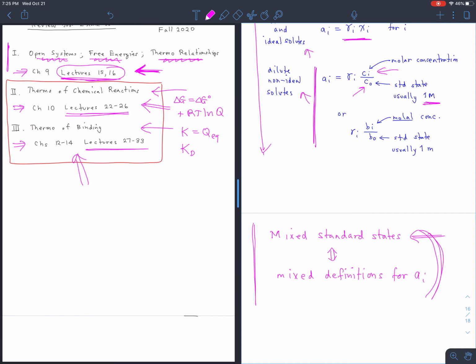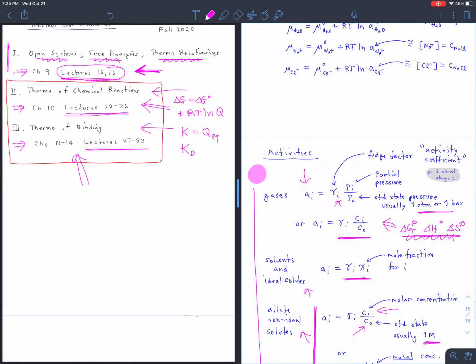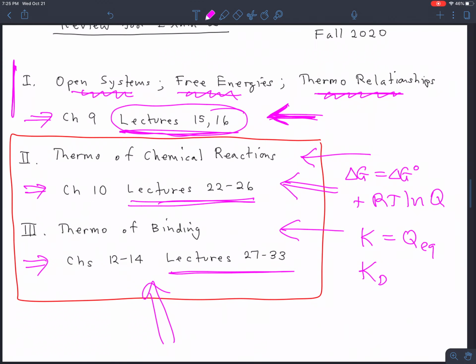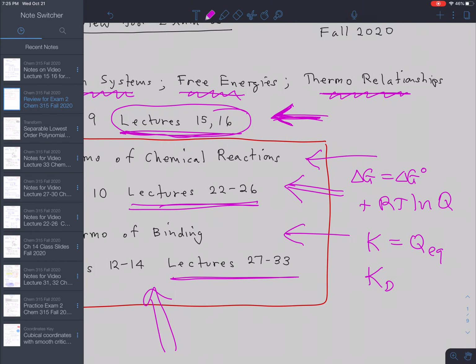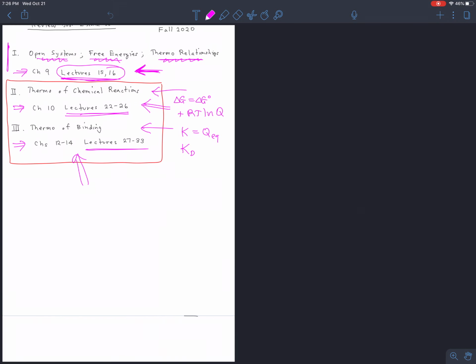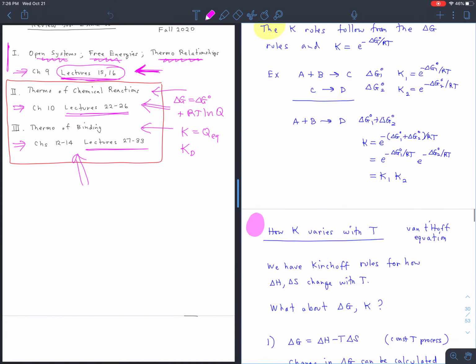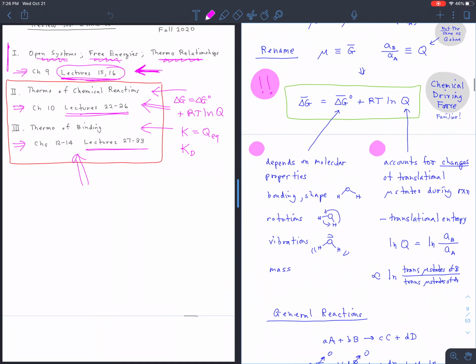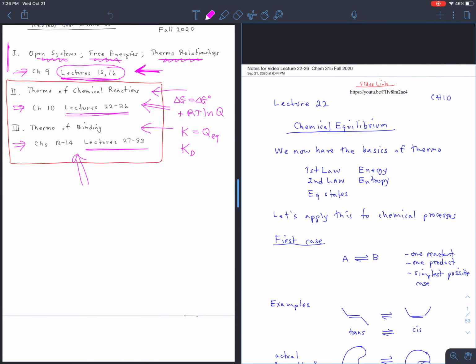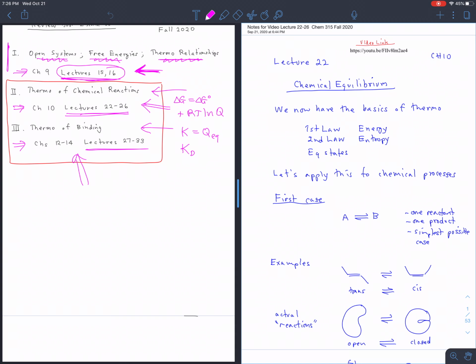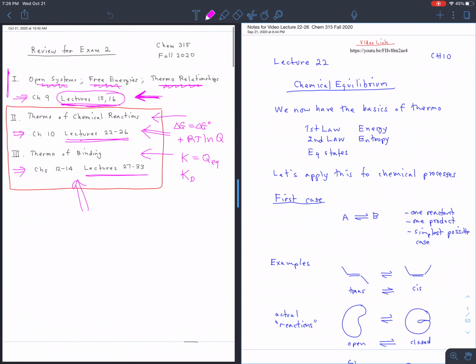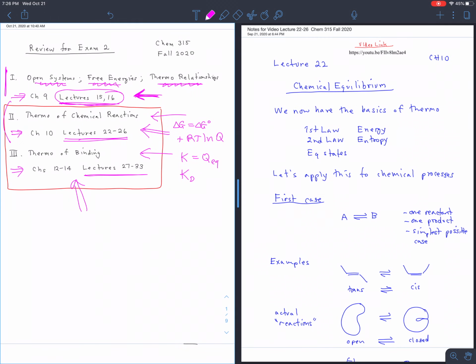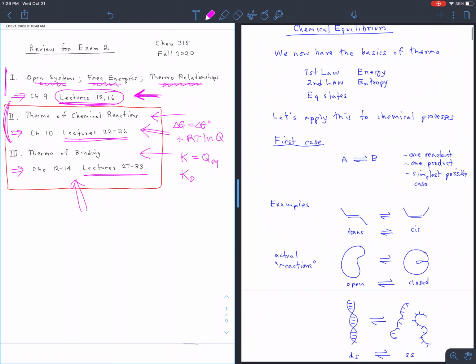The next part has to do with the thermodynamics of chemical reactions. Here it is. And so this is the second part of our 3 parts here. The thermodynamics of chemical reactions, chemical equilibrium.